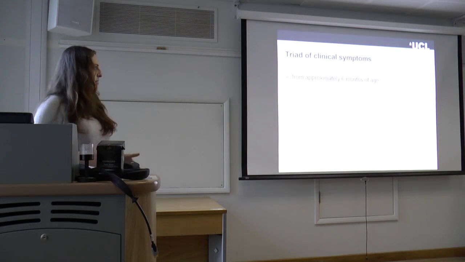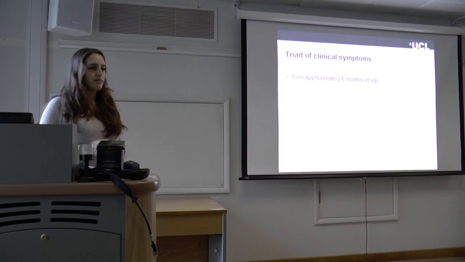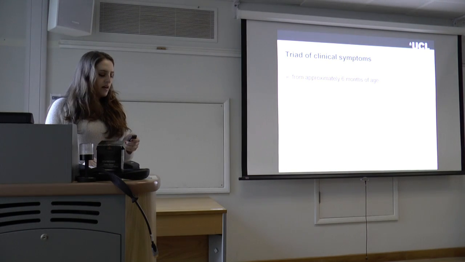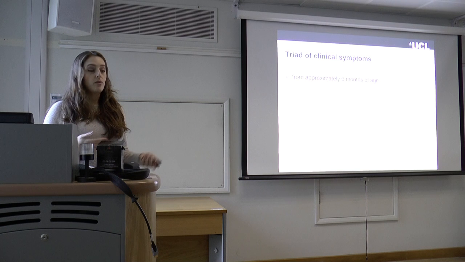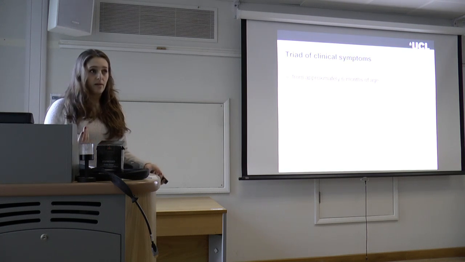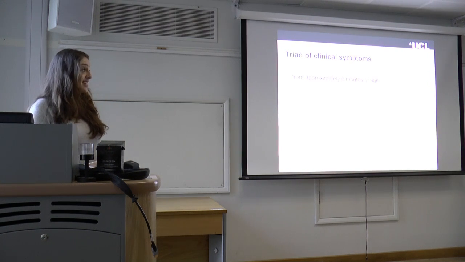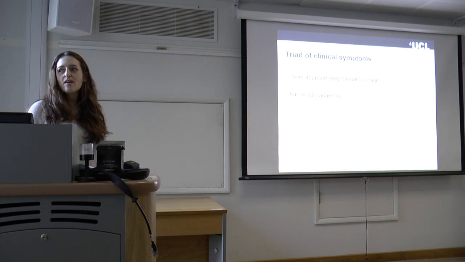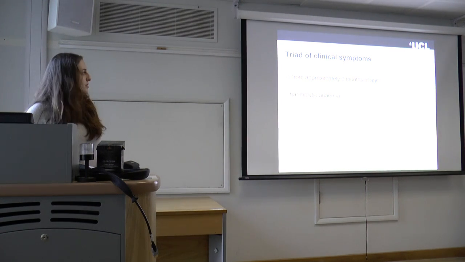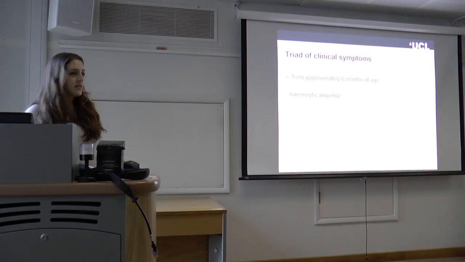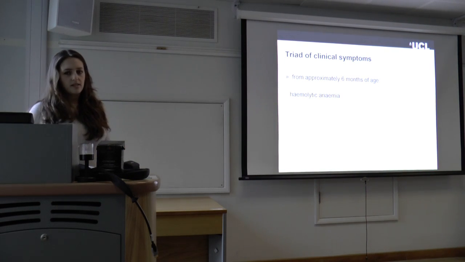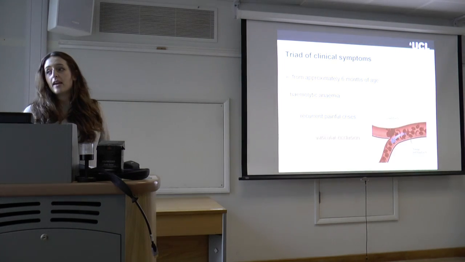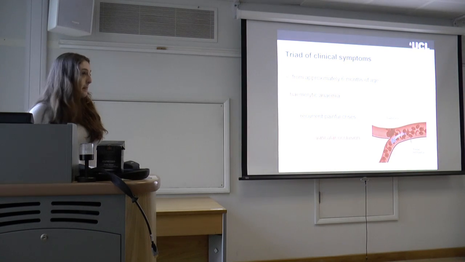So there are 3 main clinical symptoms, starting from approximately 6 months when fetal hemoglobin decreases, which is protective, and sickle hemoglobin, or hemoglobin A in most of us, I assume, will start to be synthesized. The first is hemolytic anemia, so abnormal breakdown of red blood cells, leading to lack of the normal amount of red blood cells in the blood. Also recurrent painful crises, and vascular occlusion.